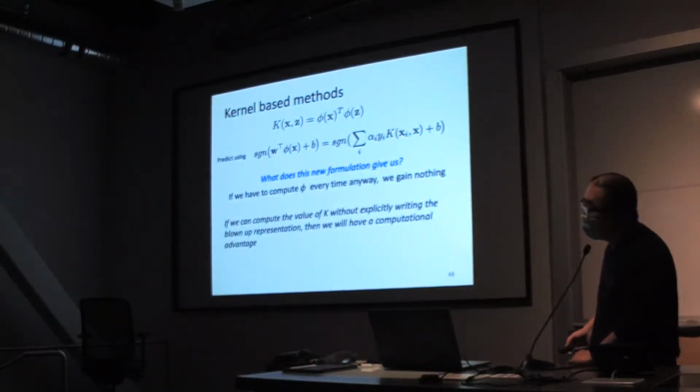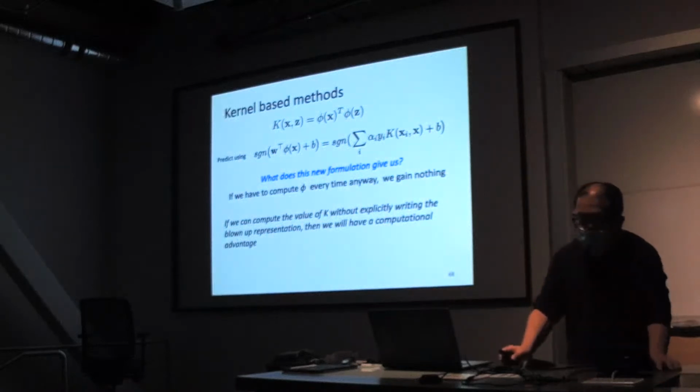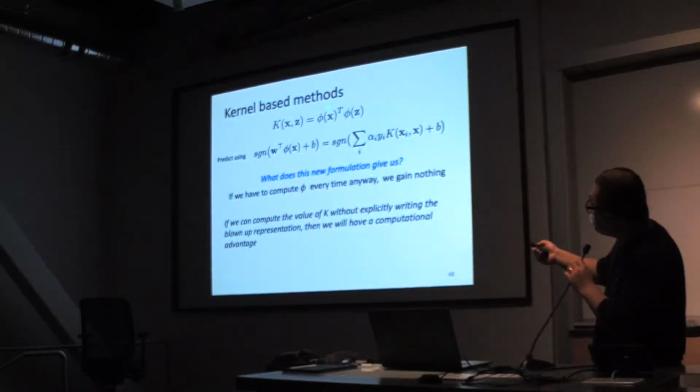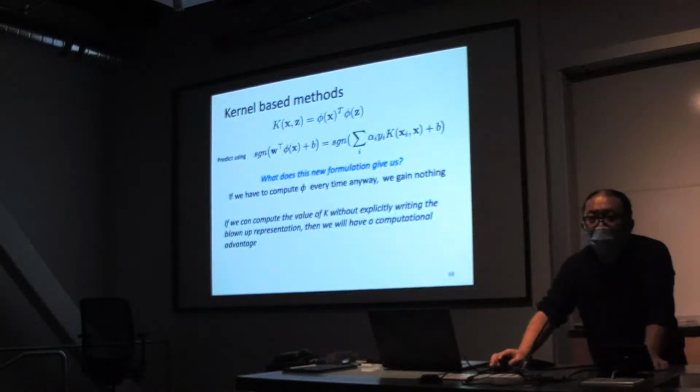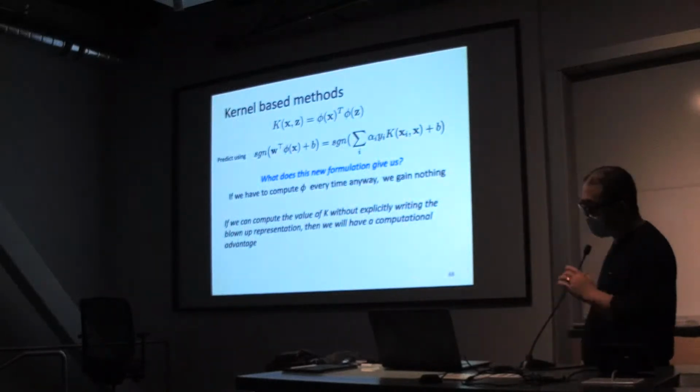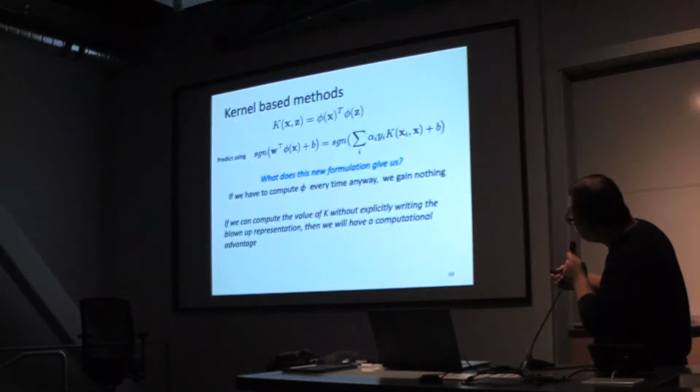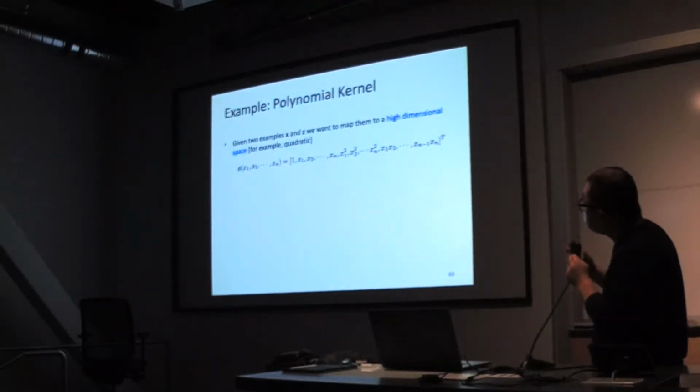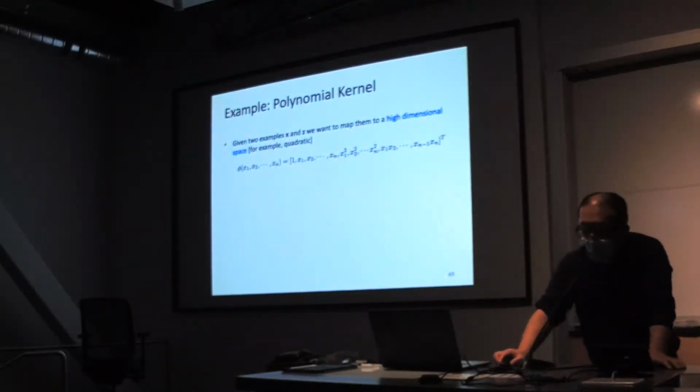If you have such a method to compute the value of k without performing this explicit feature mapping and dot product, this is called the kernel trick. If we can compute the value of k without explicitly writing the high-dimensional representation, then we save a lot of computation. To showcase why the kernel trick is useful, we're going to use this example. It's called the polynomial kernel.